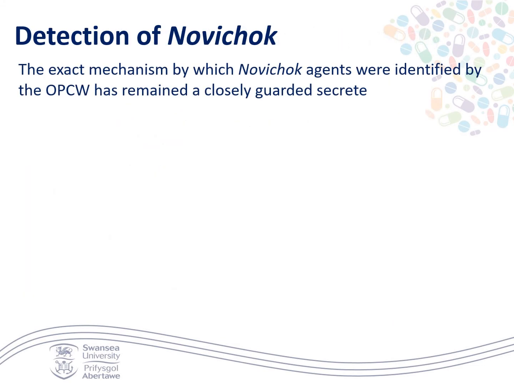The exact mechanism and methods of detection used to identify Novichok in the Skripals and Nick Bailey by the Organization for the Prohibition of Chemical Weapons has remained a closely guarded secret. They haven't actually announced how they determined that Novichok agents were the result of the poisoning event in Nick Bailey and the Skripals during the Salisbury poisoning.